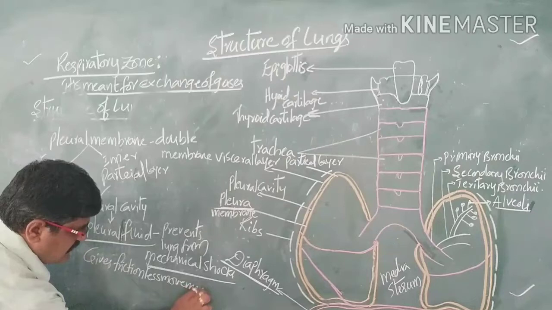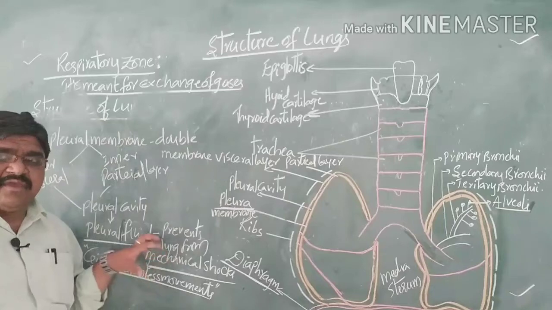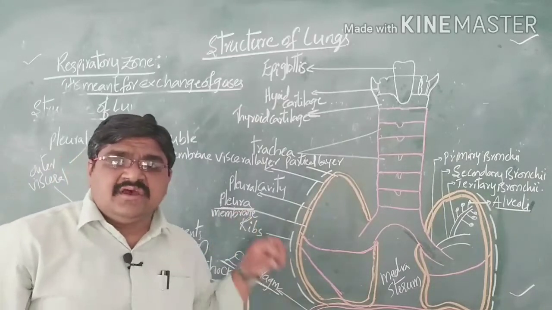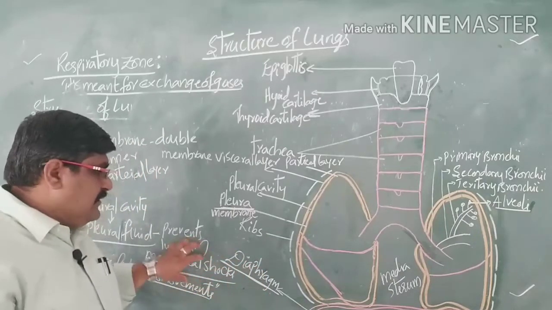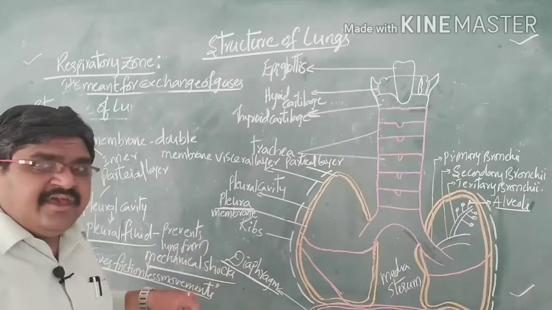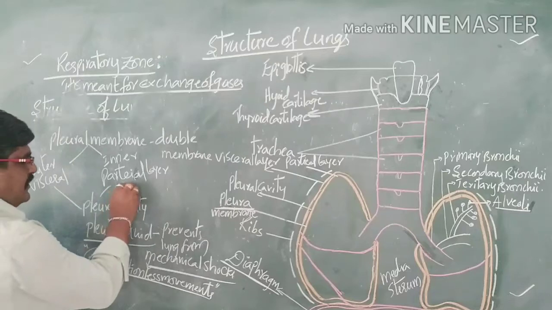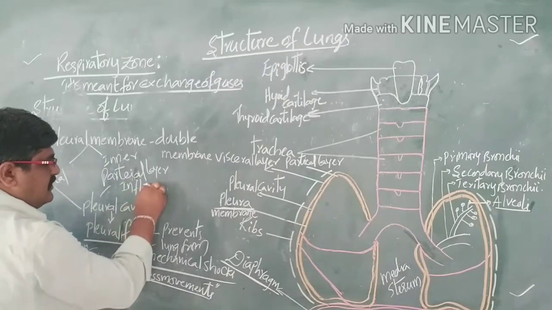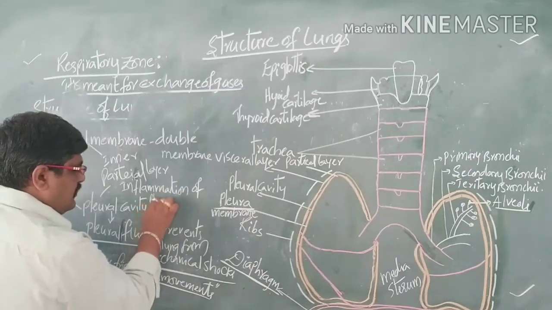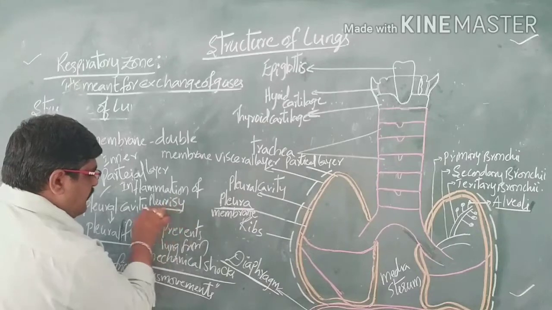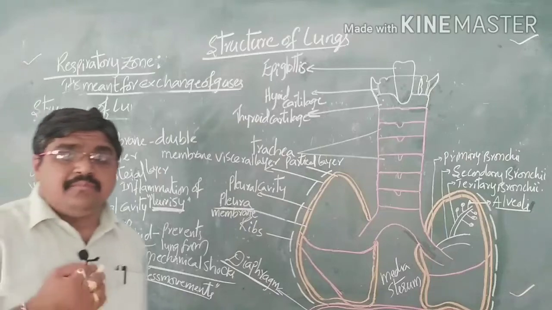It also gives frictionless movements, and it prevents mechanical shocks. The frictionless movements can be produced by the pleural membranes. And the inflammation of the pleural membrane is called pleurisy. So what is pleurisy? It means the inflammation of the pleural membrane.